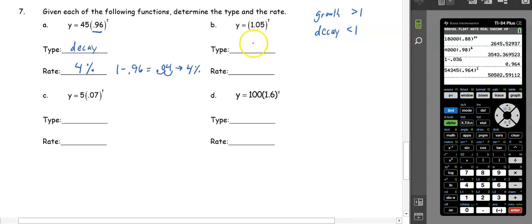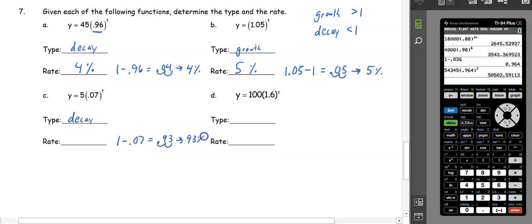In B, we are greater than 1, so this is going to be a growth. So now I want to take that number and subtract 1 from it. So we have 1.05 minus 1 equals 0.05. We move the decimal 2 places, and we get 5% as our rate. C, we are less than 1 again, so this is a decay. So we're going to do 1 minus 0.07, which gets us 0.93. If we move the decimal 2 places, that gets us 93%.